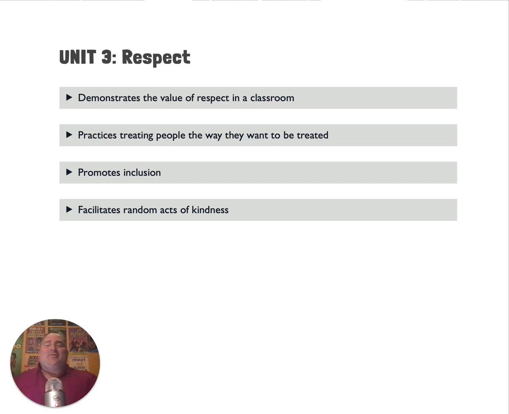Respect. The first lesson will demonstrate the value of respect in the classroom. The second lesson will practice treating people the way they want to be treated. The third one will promote inclusion. The fourth one will facilitate random acts of kindness.